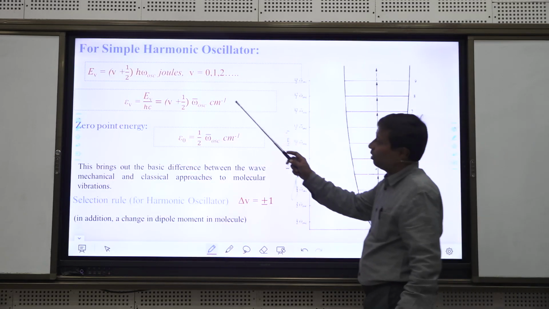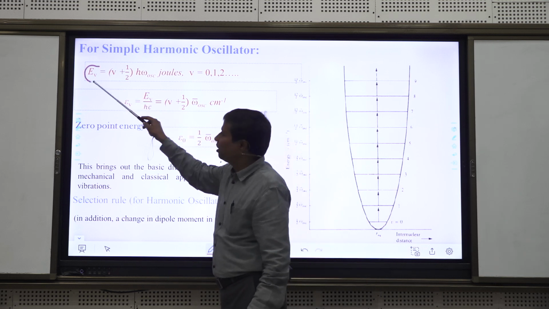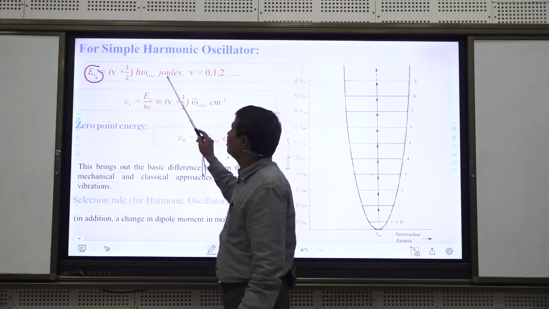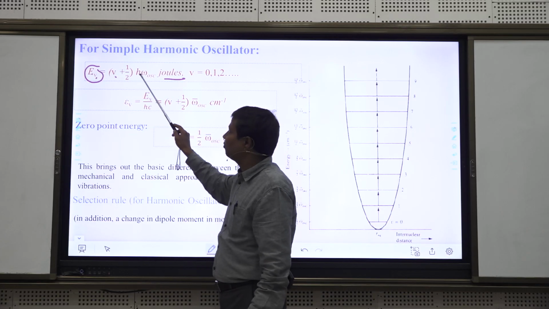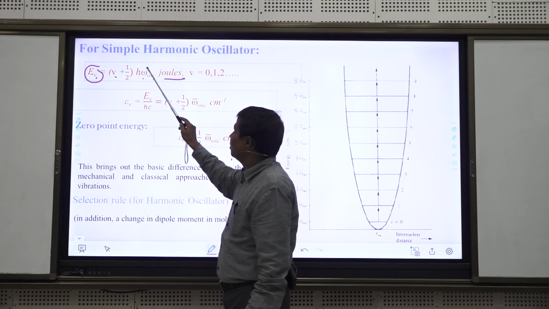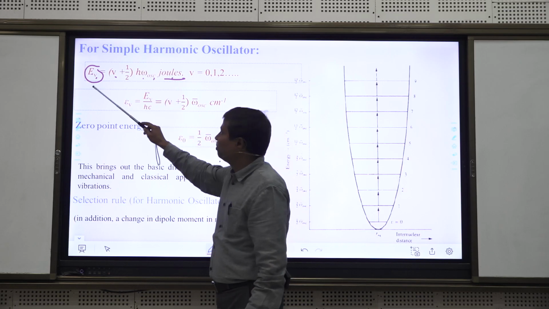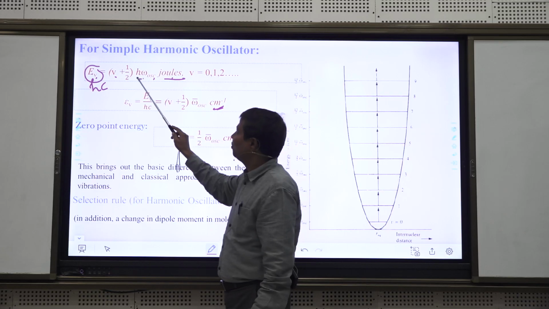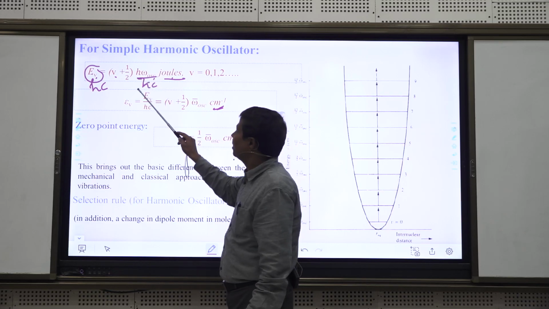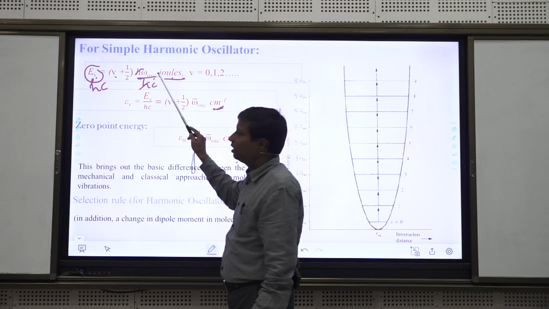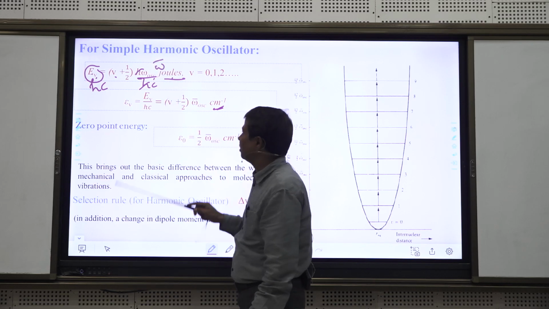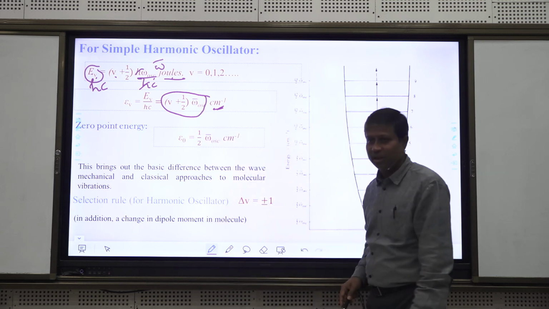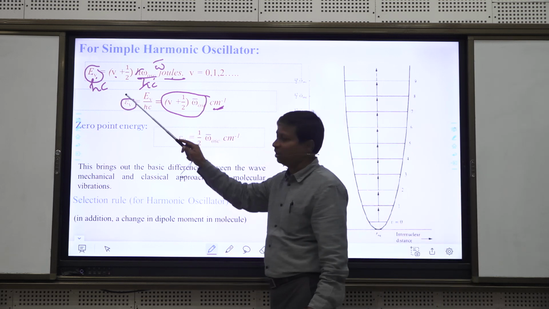First it gives you the expression E_V, capital E, V stands for vibrational. So E in joules is (V plus half) h omega OSC. This is in joules; you have to divide it by hc, then it will be in centimeter inverse. If you divide it by hc, then omega by c means omega bar. So you have the expression (V plus half) omega bar. This is the energy level expression.